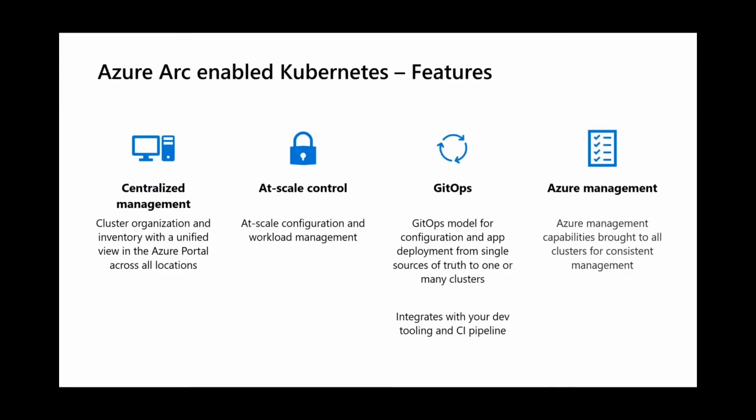As we get into Azure Arc for Kubernetes, what are some of the features that it provides? One is centralized management. We can Arc enable these clusters. We can pull them in. You can have one unified view in the Azure portal. You can see your inventory. You can see the versions of your clusters. Like I talked about earlier, one central control plane.